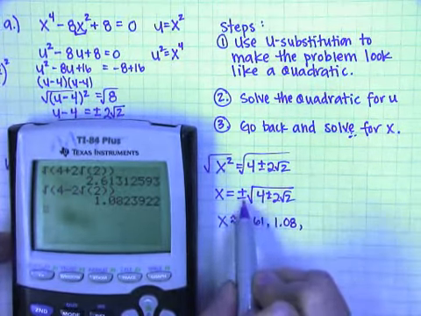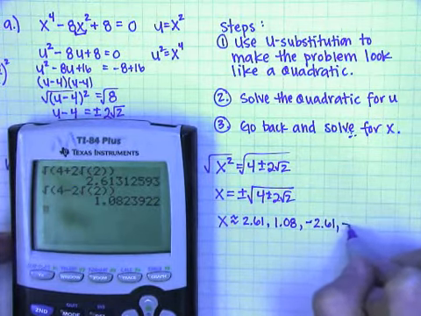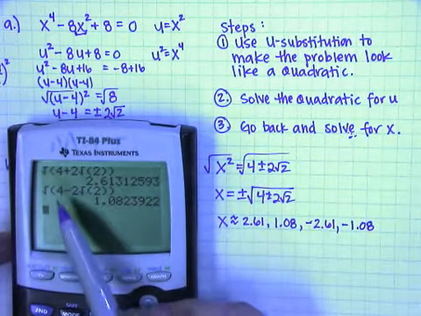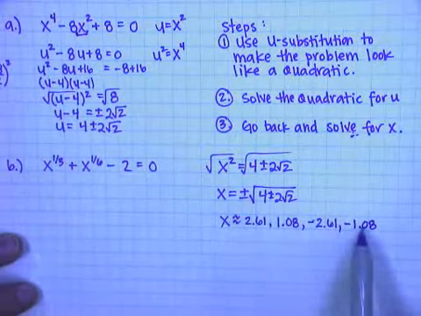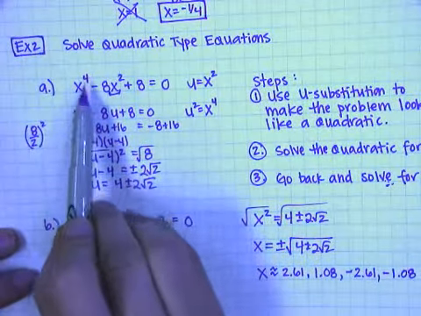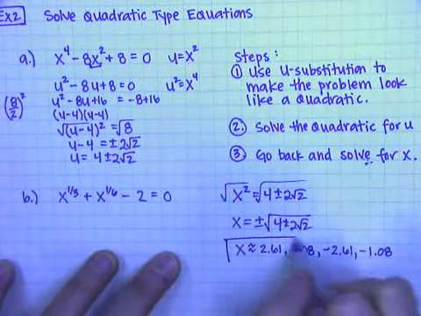Okay, but since it's plus or minus, I could also have negative 2.61 and negative 1.08. Because I was taking the positive square root, I could have also done it with the negative. And this is good, I got 4 answers. The reason I say that's good is because it's a 4th degree polynomial, so I should have 4 answers. And I'm going to box those guys.